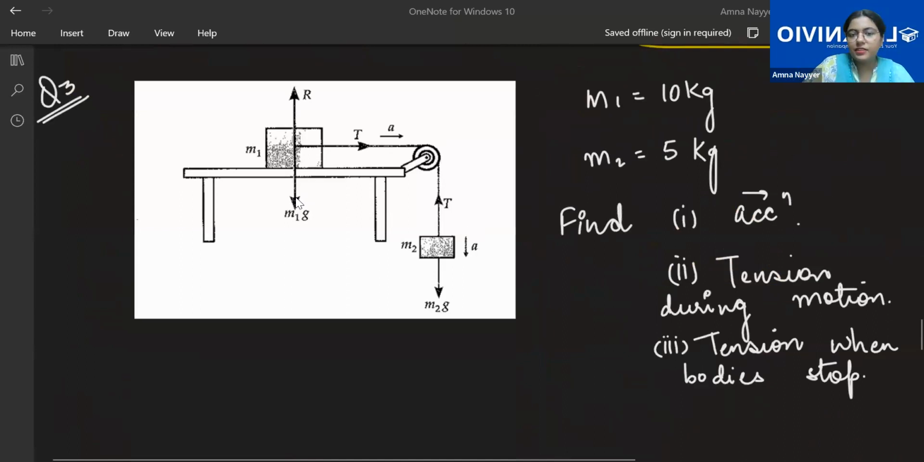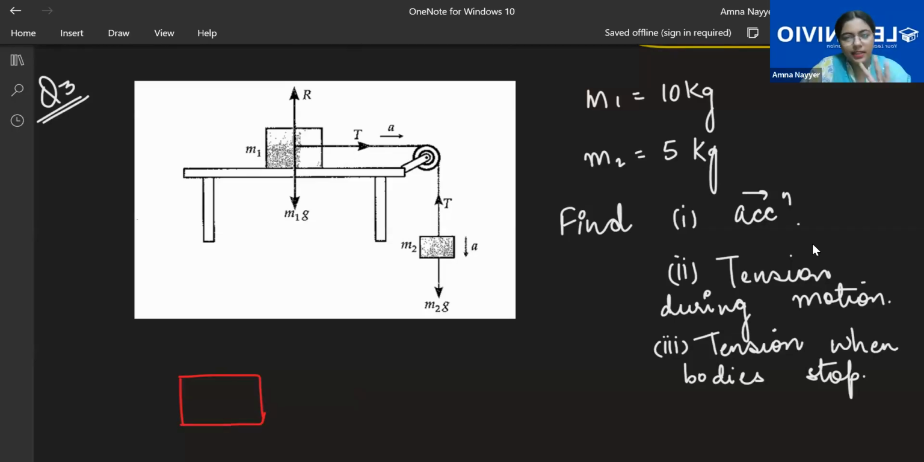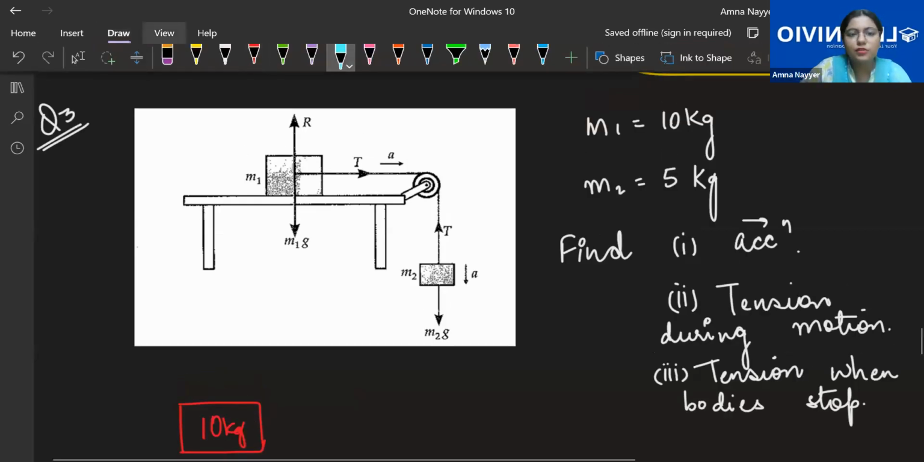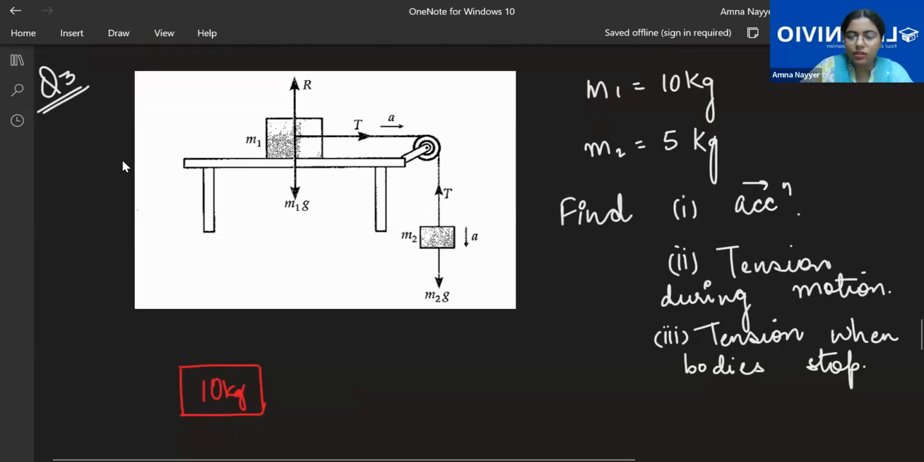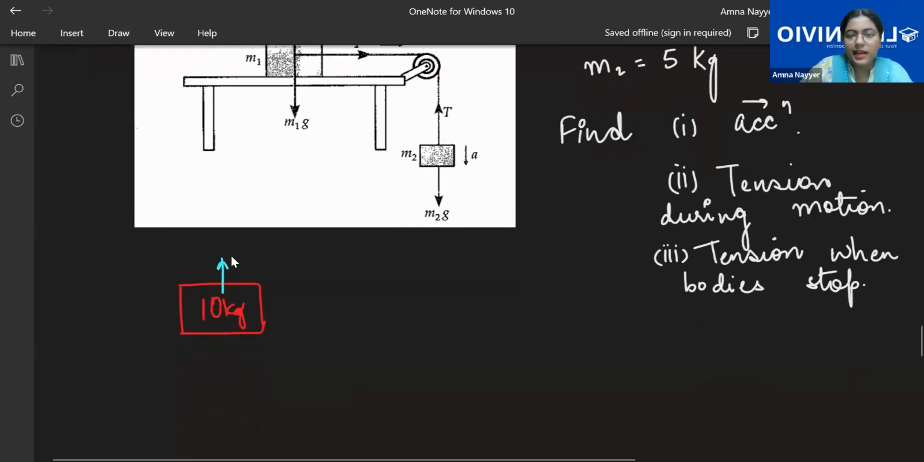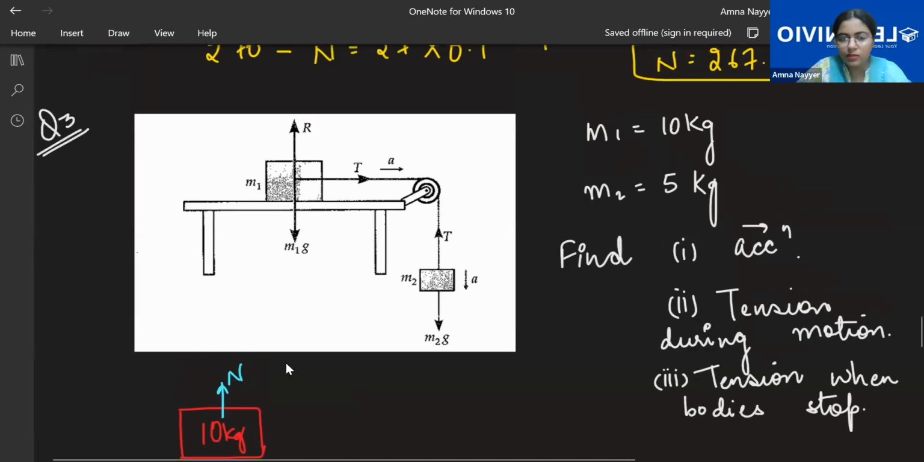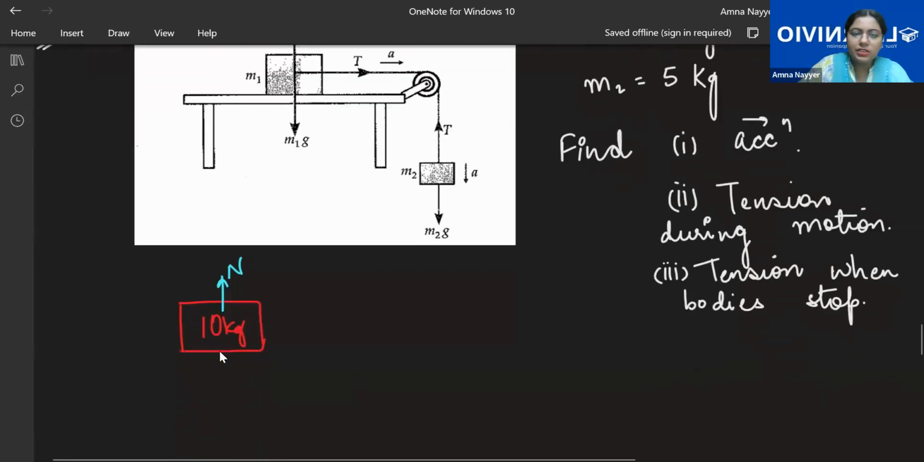See, let's say this is the first block. Now when I say free body diagram, we have to draw all the forces that are acting onto it. During the motion and when the body stops, these are two separate things. Let us just see the question first here. This is M1. M1 has the mass 10 kg. Now I'm drawing all the possible forces that are acting on this. Upwards a normal reaction will be occurring, as mentioned in the question also, a capital R. Downwards M1g is occurring.